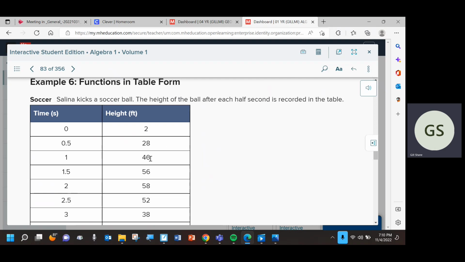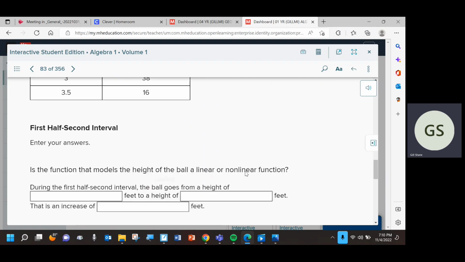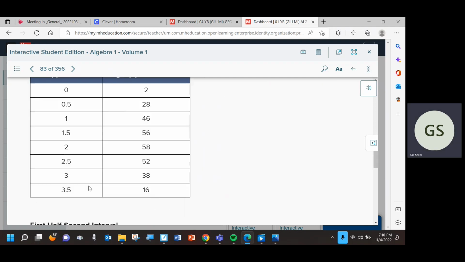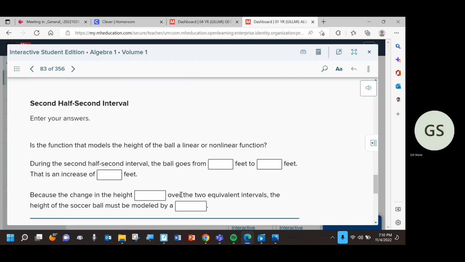Well, from 2 to 46, we added 44. From 46 to 58, we only added 12. So as soon as we don't add the same number, we can say it's nonlinear. We don't even need to keep going and checking the next line to see if we added the same amount. As soon as the pattern of addition is broken, you're done. It's nonlinear. It has to have the same pattern of addition all the way through the table. Again, the key is, though, make sure you're only looking at where the x values are going up by 1. 0, 1, 2, 3.